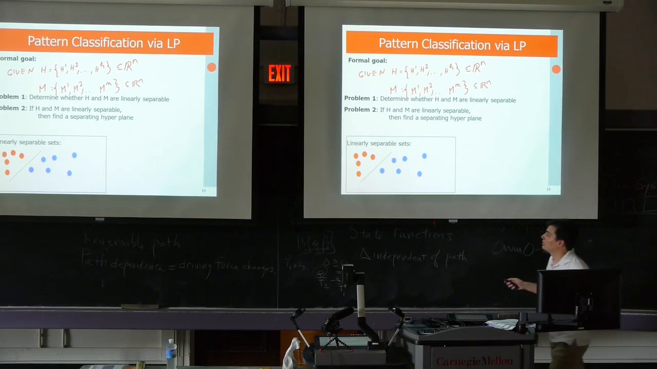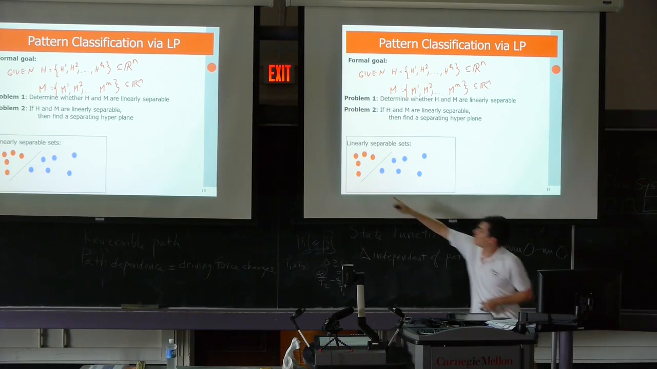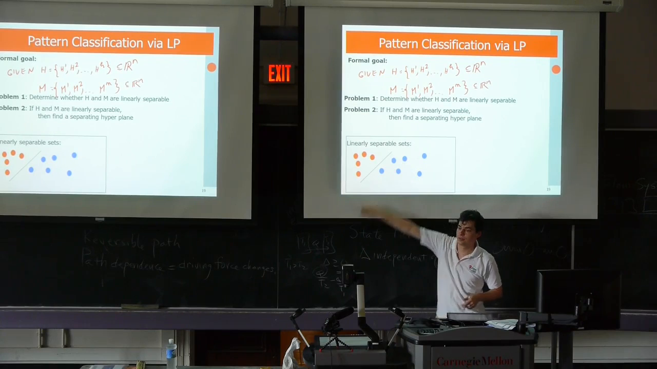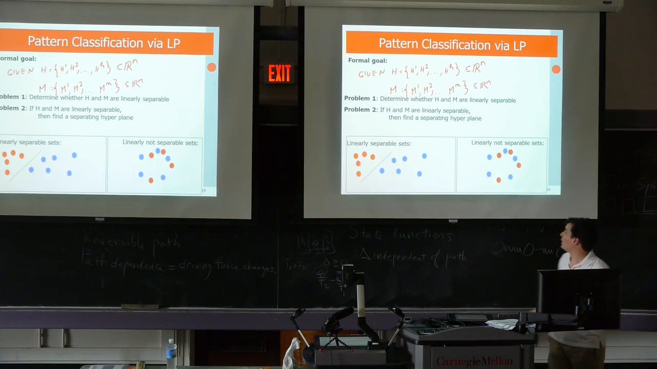Here is an example of a linearly separable set. Say this is H, this is M, and we want to find this line here. And here is an example of a linearly not separable set. You cannot put a line between the red and blue points that would separate these sets.